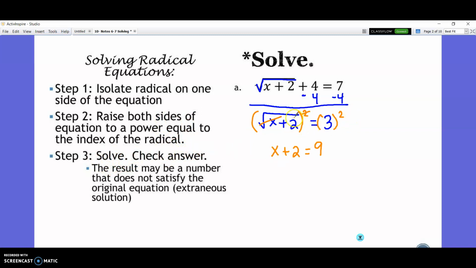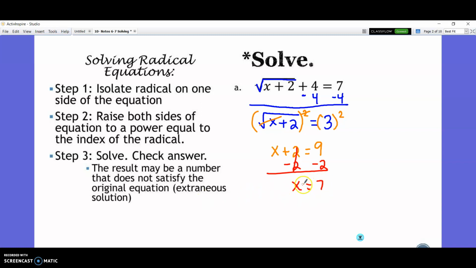So I raised both sides to that and now I'm just solving. I started to solve by simplifying this. Now I need to solve this. The thing left to do here is to subtract 2. So this would be x is equal to 7.